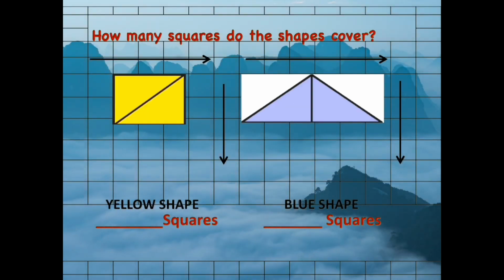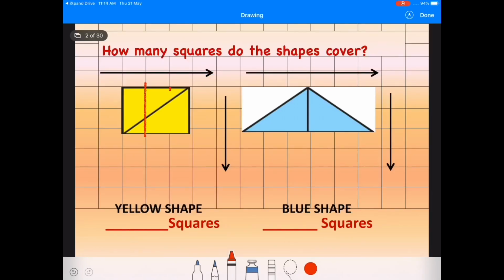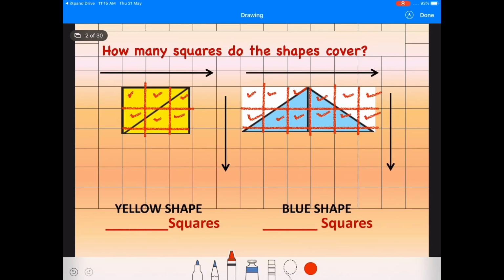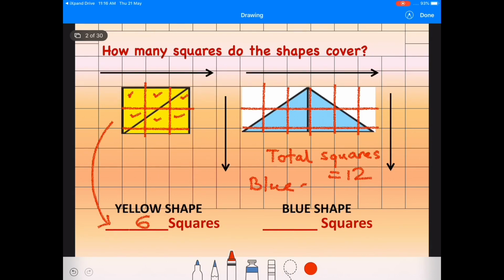How many squares do the shapes cover? Let us draw lines on the yellow shape. 1, 2, 3, 4, 5, 6. Then on the blue shape, draw lines to get the squares. 6 squares in the yellow shape. Total squares here is equal to 6 into 2, 12. So the blue shape is equal to 12 into 1 by 2, which is equal to 6.